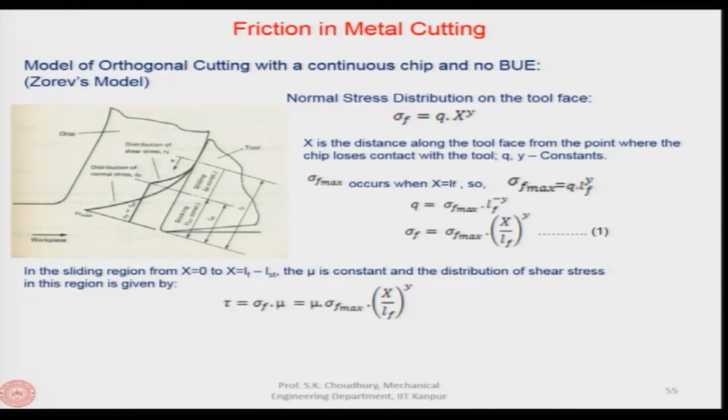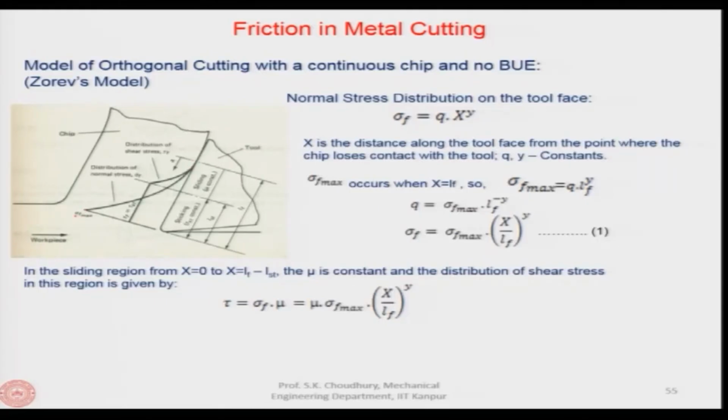So, Professor Zorev's model says that the normal stress distribution on the tool face, here it is the normal stress distribution, and the normal stress distribution is maximum at the tool tip, as you can see. Okay. And as it goes towards the point where the chip loses contact with the tool, it becomes less and less. So, here it is maximum.